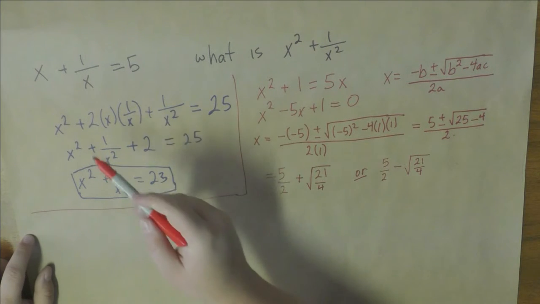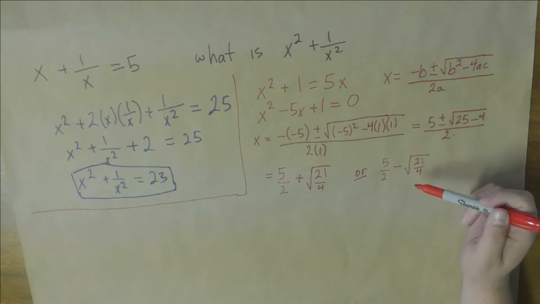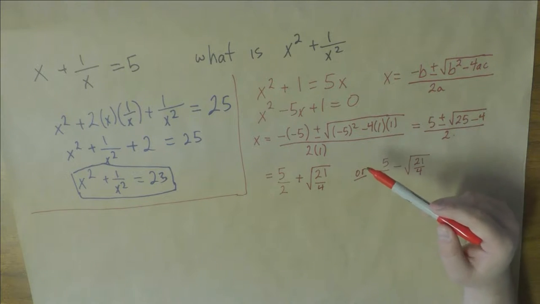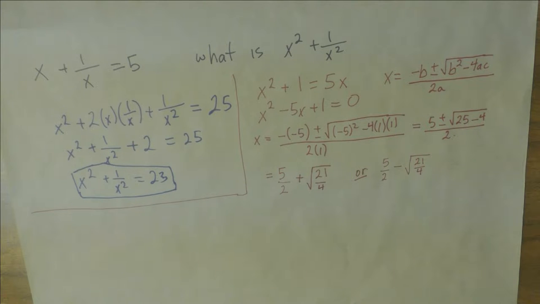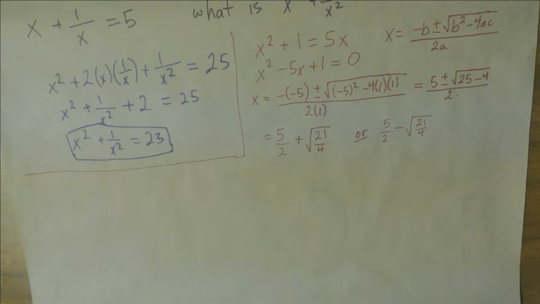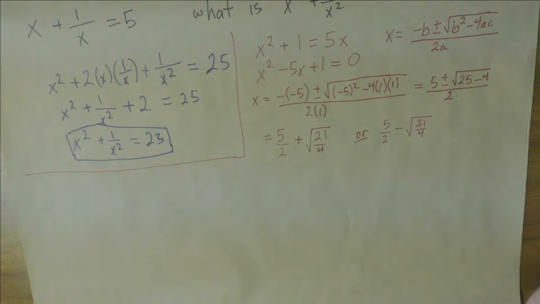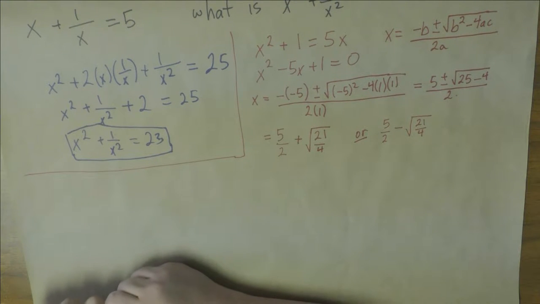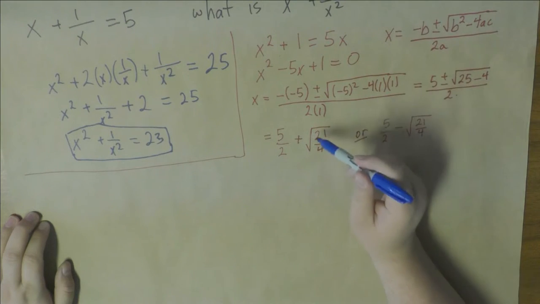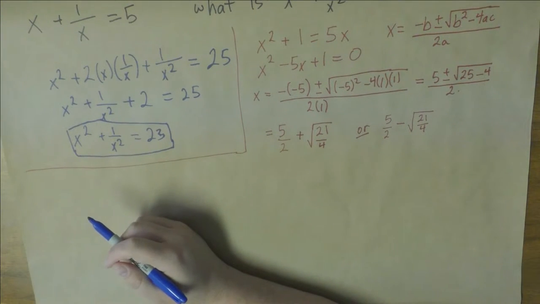Now, we know that we have a single solution here. When we square this, we've got a single solution. Now, I'll leave it as an exercise to the viewer to demonstrate that these are proper solutions for x plus 1 over x equals 5. What we're going to do now is plug both of these into the x squared plus 1 over x squared setup, right? Because we need x squared, let's just square these so we can take some of the complexity out of that.